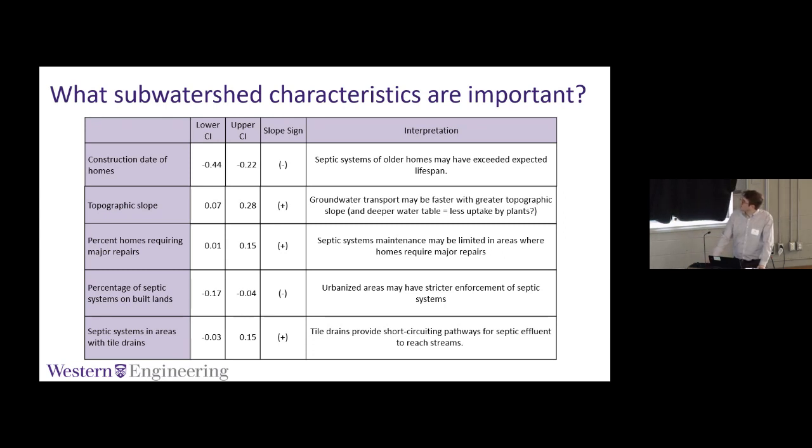And lastly, we saw the septic systems which are placed on areas of tile drainage. And again, this relates back to my conceptual model, where in areas where we have septic systems placed on tile drains, we could possibly exhibit interception of the effluent, delivering it rapidly to the stream.